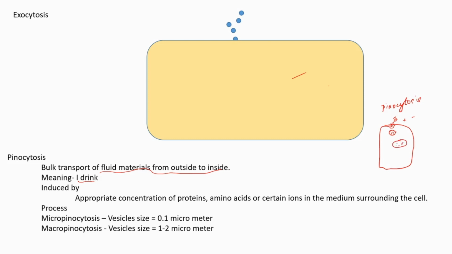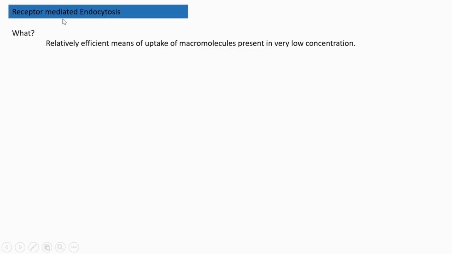If the vesicle formed is small size, then it is called micropinocytosis. There the vesicle size is only 0.1 micrometer. Then when the size of the vesicle becomes 1 to 2 micrometer, that time we can call it macropinocytosis.